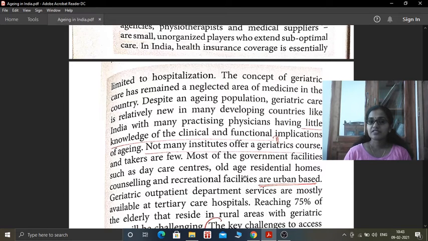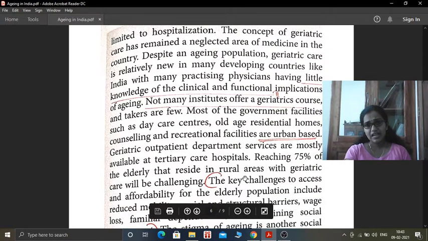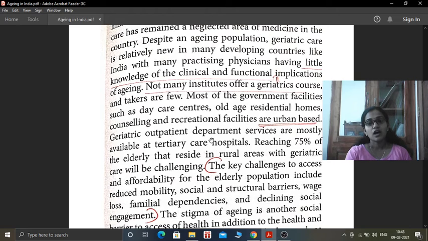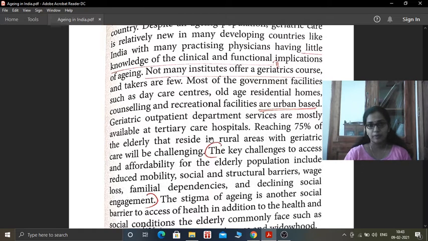Most of the government facilities such as daycare centers, old age residential homes, counseling and recreational facilities are urban based. Nowadays, government has been giving so many facilities for the well-being of the elderly people. Daycare centers, residential homes, recreation facilities, etc. But these facilities are only available in the urban areas, that is, in the city areas.